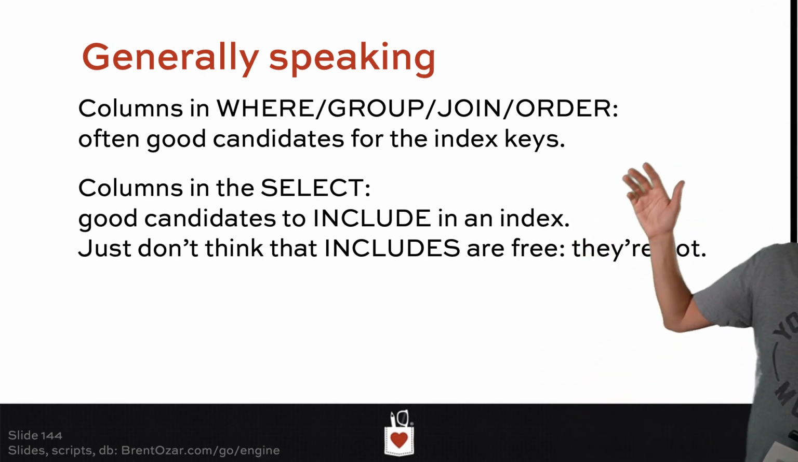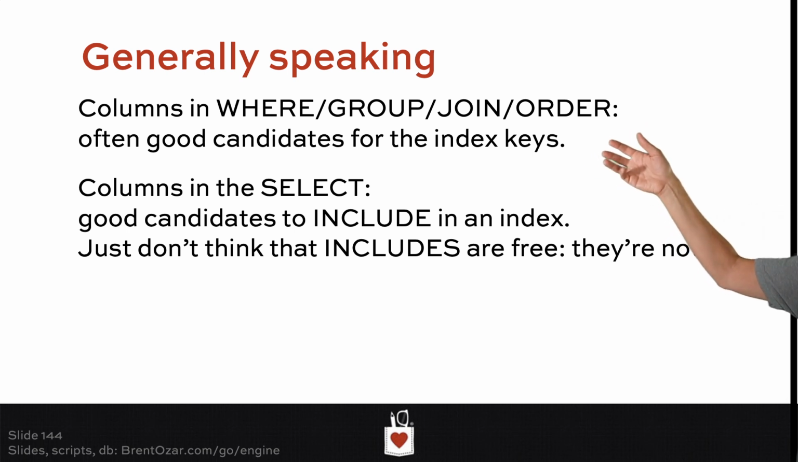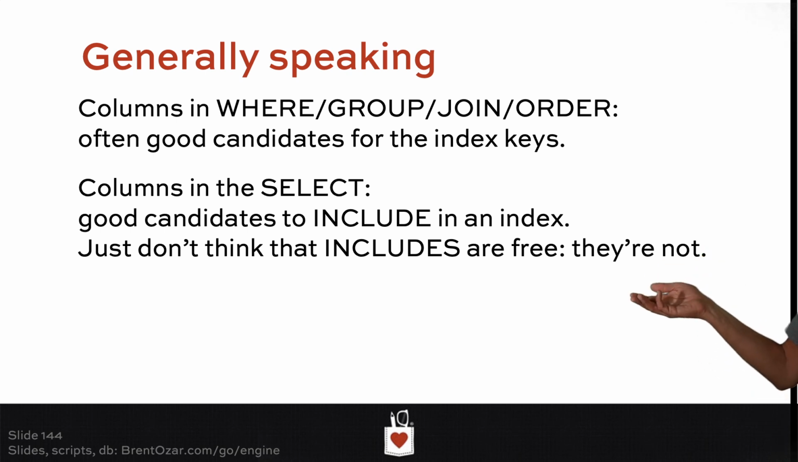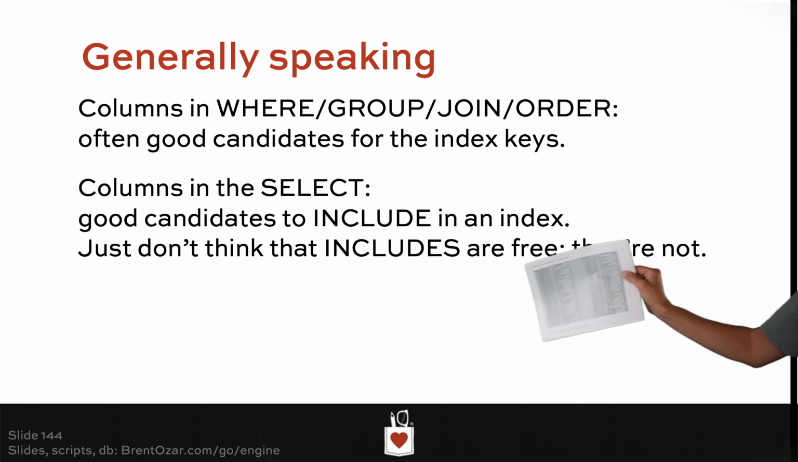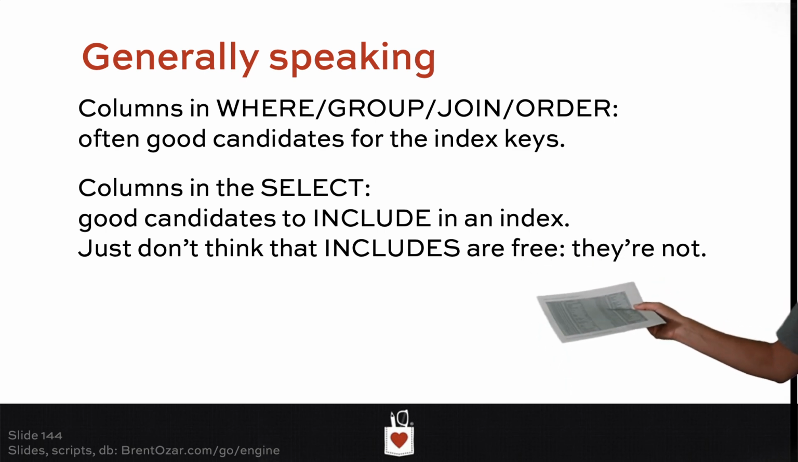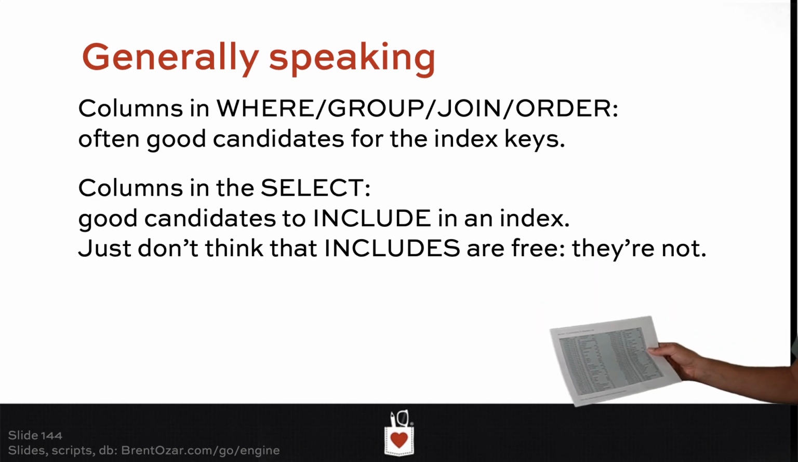Generally speaking, columns in the where clause, group by, joins, and ordering are often good candidates for your indexing keys. And generally, columns in the select are good candidates to include in an index. Just don't think that includes are magically delicious. They're not. They take up just as much space on the 8K page, and sorting on them doesn't usually matter that much when they're beyond the first couple of columns in the index.